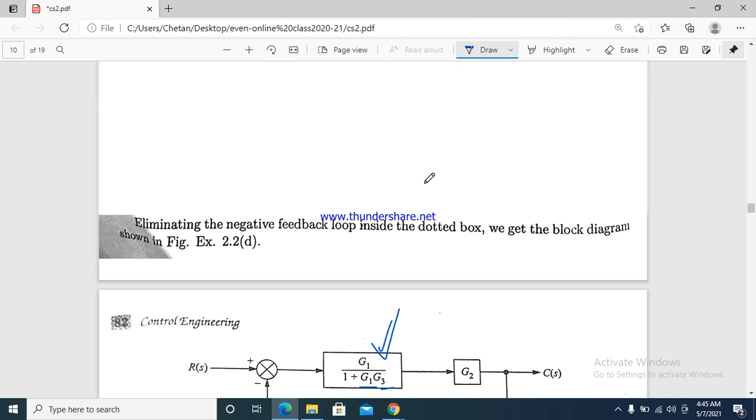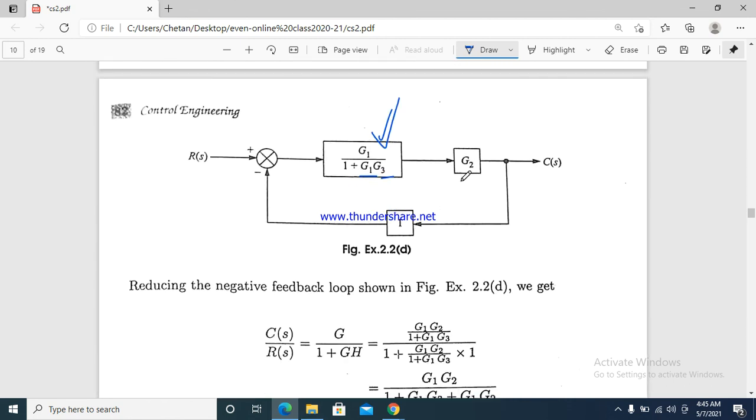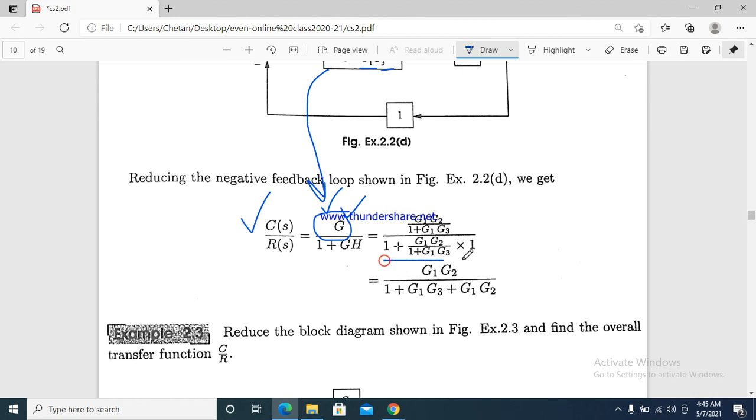Next, you will be left with another feedback loop. Here for this one, what is the answer? C of s by R of s equal to G of s divided by 1 plus G of s into H of s. What is your G of s? G of s is this expression. Wherever you have G of s, just substitute this. Then simplify this expression, finally we will get this. C of s divided by R of s equal to G1 into G2 divided by 1 plus G1 G3 plus G1. This is your final simplified answer.